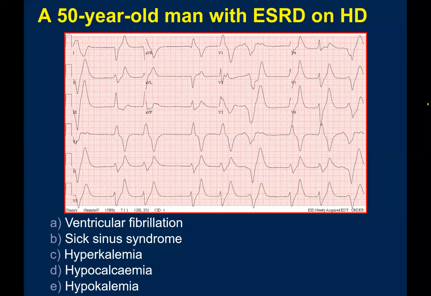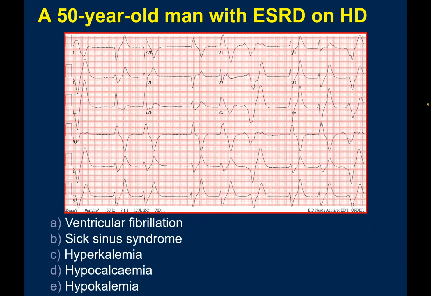Okay. Next case, a 50-year-old gentleman with end-stage renal disease on hemodialysis. By the way, we are approaching time, but we started a little bit late, so when I'm supposed to stop, just let me know, please. But we'll do one or two more cases because we started late. This is the ECG obtained on the floor.